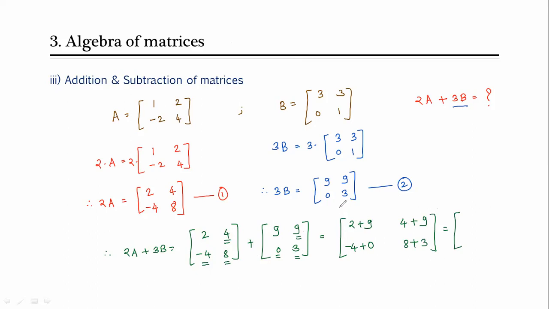So we are adding respective elements only. Here 2 is added with this 9, 4 is added with this 9, minus 4 is added with 0, 8 is added with 3. Same with the subtraction. If here it is a minus, it will be a minus, and everywhere it will be a minus.